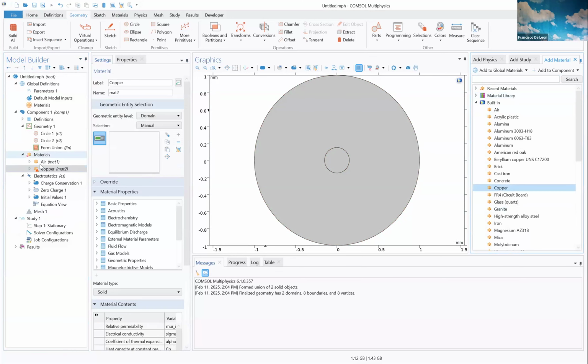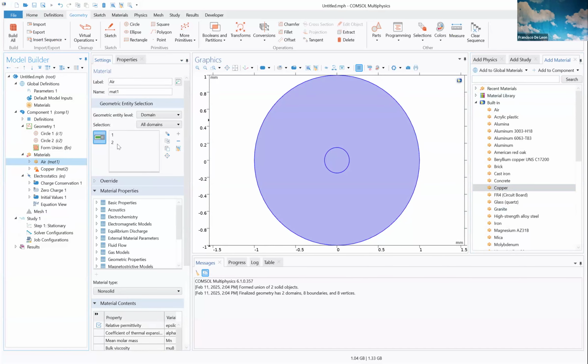Okay, so these two options will appear over here. When you click this air, the software automatically selects these two domains. But since we want this domain to be air and this to be the copper, we're just removing this and selecting it separately. And that's the copper, right? So we have selected the materials now.